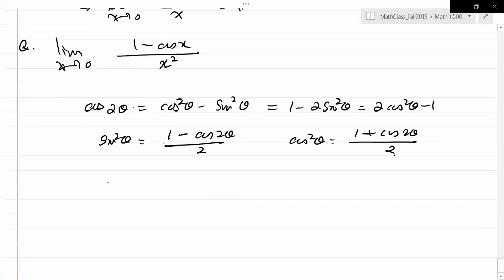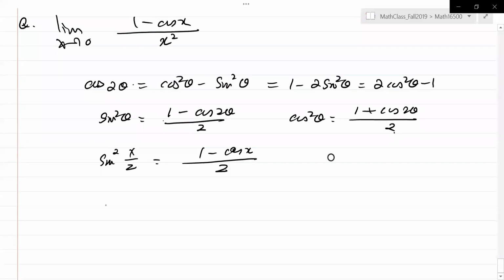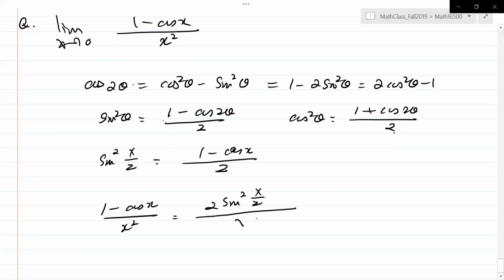Now we're going to apply these formulas to the above problem. I have to change 1 minus cosine x. 1 minus cosine x is going to be twice sine square of half of x. All right, so 1 minus cosine x divided by x squared is going to be 2 sine square half of x divided by x squared.